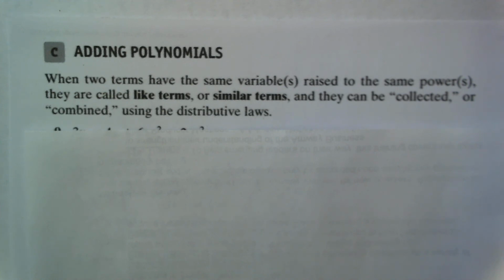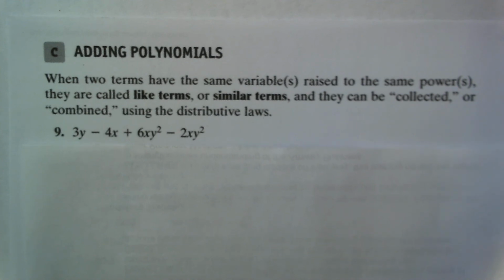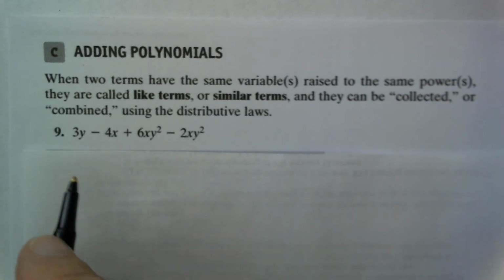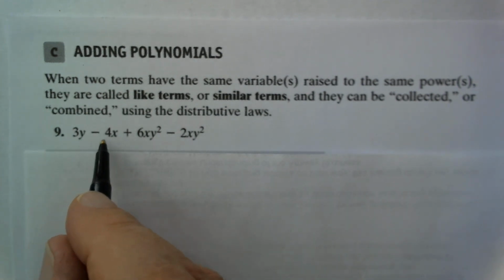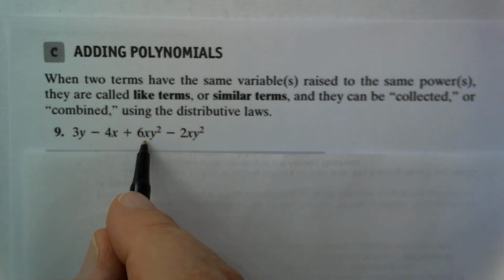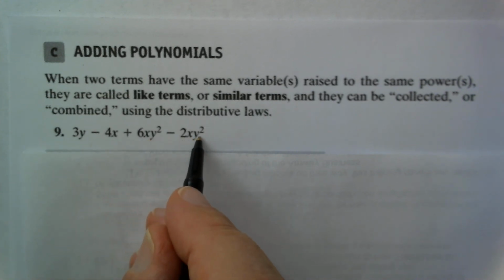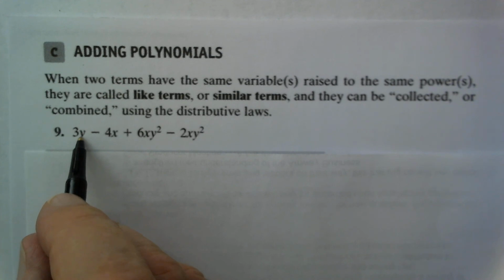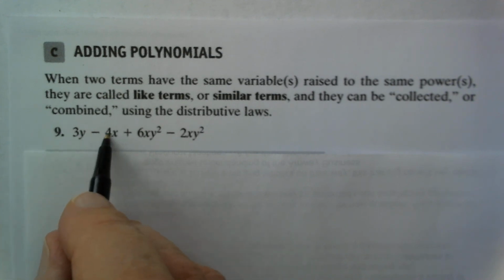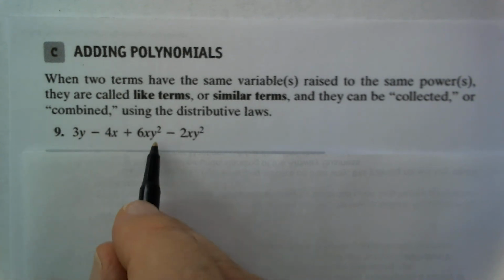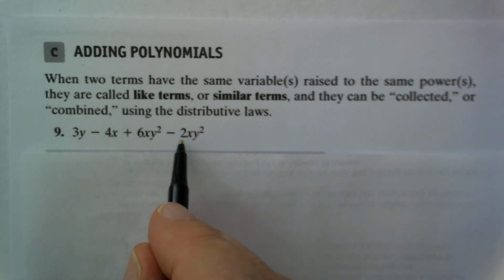This is absolutely critical for what we'll be doing in this chapter, that you know how to add polynomials by combining like terms. Okay, so here's example number 9, combine like terms. We look at the expression 3y minus 4x plus 6xy squared minus 2xy squared. Well, clearly the first two terms have nothing in common. They are not like terms.